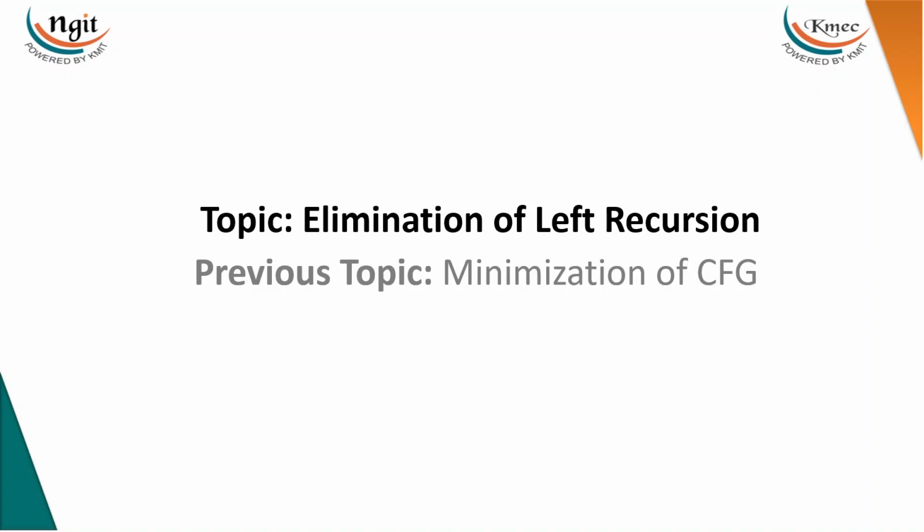So students, in this video we'll discuss elimination of left recursion. In the last video we discussed minimization of context free grammar. Why do we have to do that? To convert them into the normal forms, CNF and GNF. So if you are asked to convert any context free grammar to CNF, Chomsky normal form, or GNF, make sure that the grammar is a minimized context free grammar.